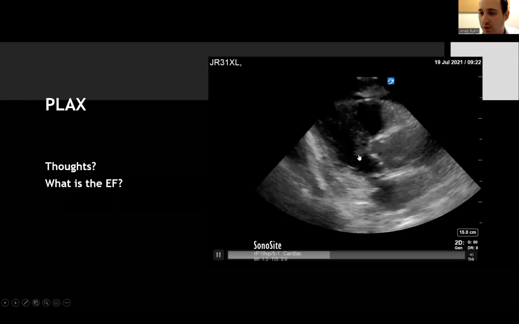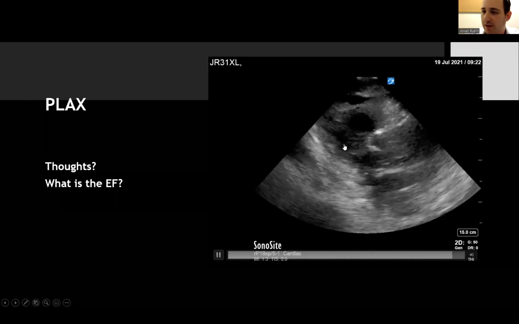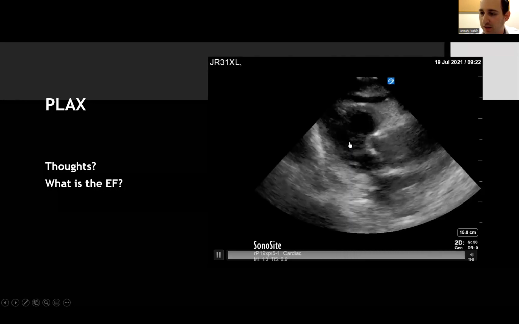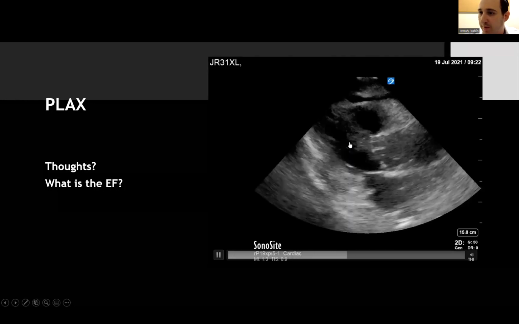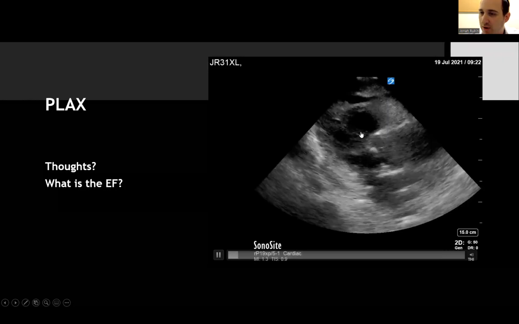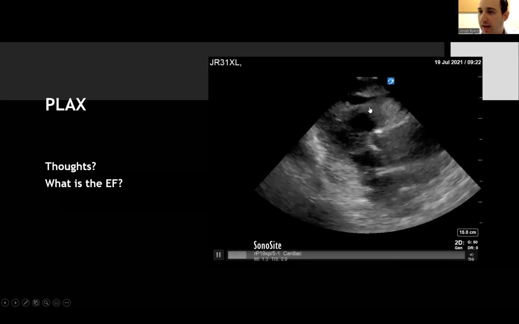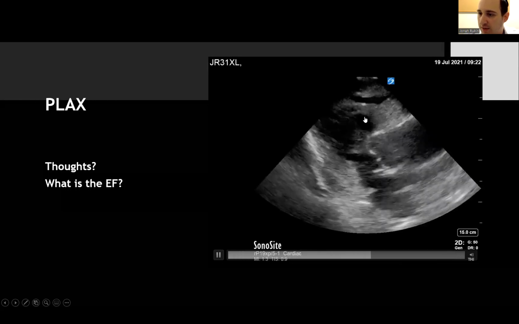And part of working with this one is that you can't really make a comment on EF because you're certainly off axis and missing sort of what the LV systolic function would do. If I was worried about the right heart, maybe I feel comfortable saying that this RV doesn't look super large from this view and is contracting nicely in the RVOT.